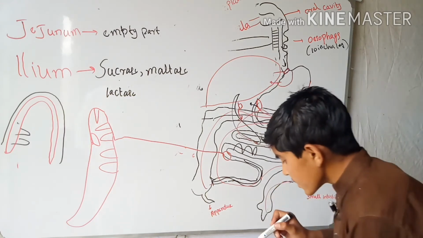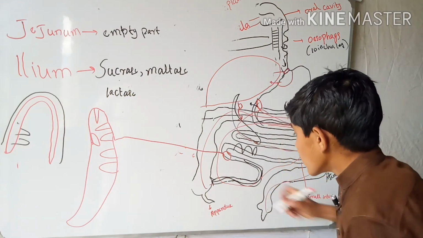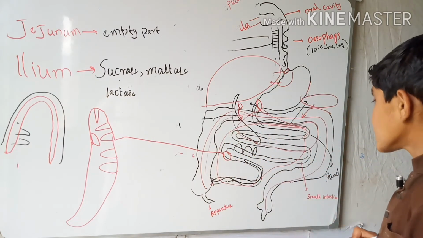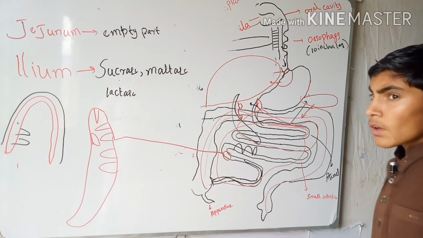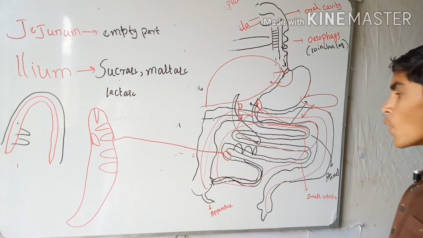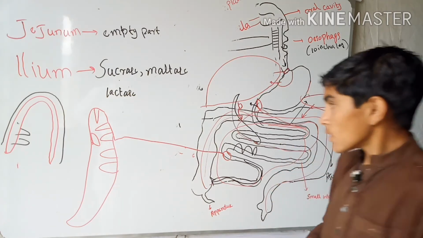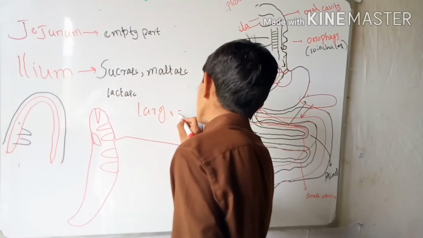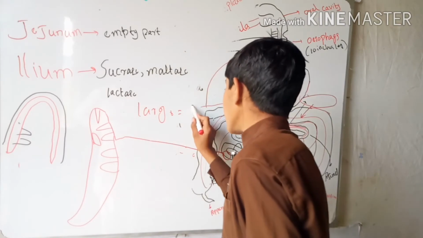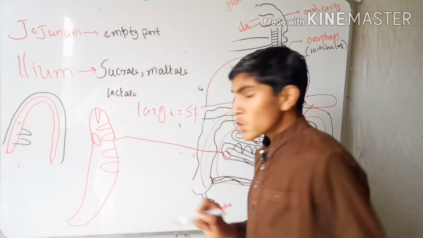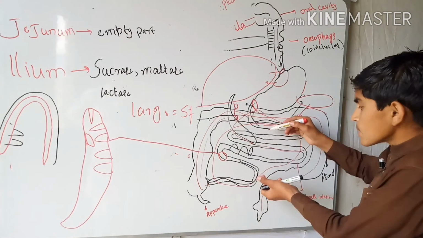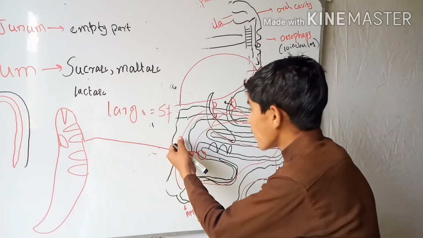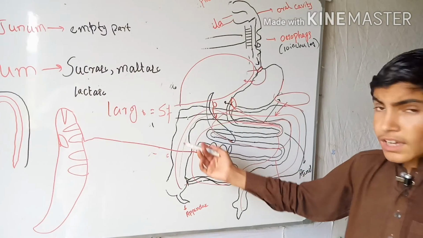Okay, so the large intestine is the portion from this portion to this portion. It is about 5 feet long. So you will wonder: the small intestine is 17 feet and this is 5 feet. How do we call it the large intestine?